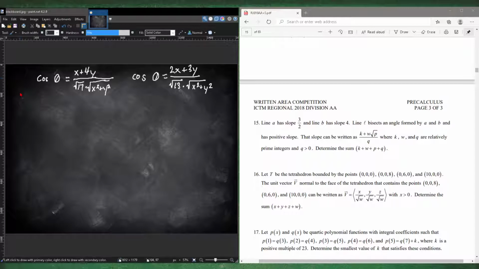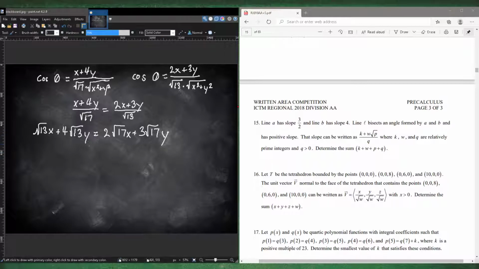And we have to do some math. So basically we know that the angles are the same, so we could set them both equal to each other. And I noticed that they both have the square root x squared plus y squared on the bottom. So I'm going to divide them out. So we have x plus 4y over square root 17 is equal to 2x plus 3y over square root 13. And then we could cross multiply, so we get square root 13 x plus 4 square root 13 y equals 2 square root 17 x plus 3 square root 17 y.